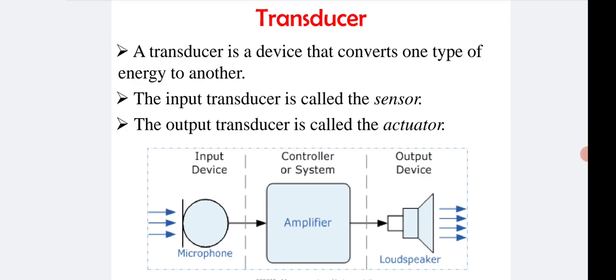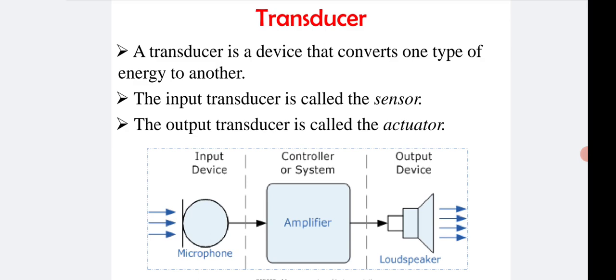When we talk about transducers, generally they will be present at the input side and at the output side. So we can say input transducer or output transducer. When I say input transducer, it is also called a sensor, whereas the output transducer is called an actuator. Input transducer is known as a sensor, whereas an output transducer is known as an actuator.